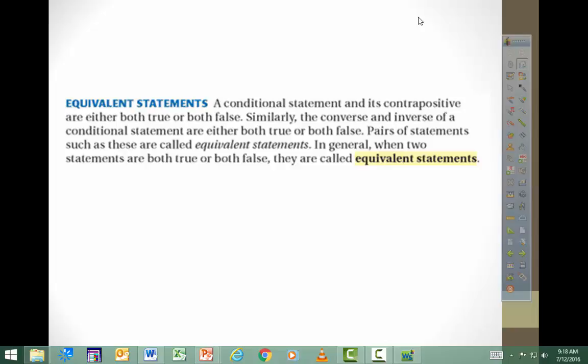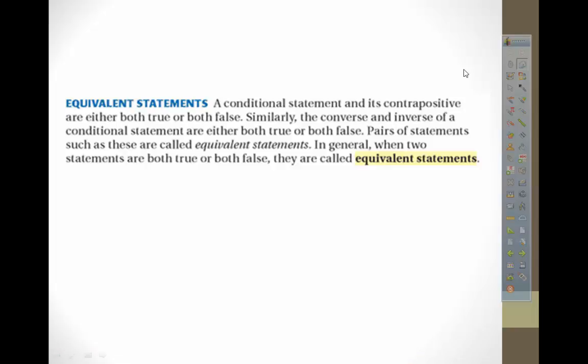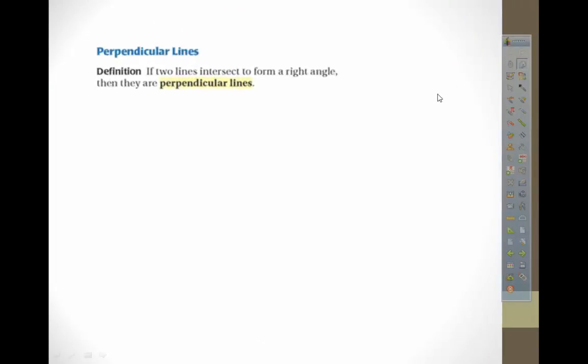Pairs of statements such as these are called equivalent statements. What we say in this regard is that they're equivalent logically. Obviously, they're not the identical statements, but we say they're logically equivalent. So in general, when statements are both true and both false as they relate to the converse, inverse, and contrapositive, and so on, then we say they are equivalent statements. So that's straightforward. Let's move on.